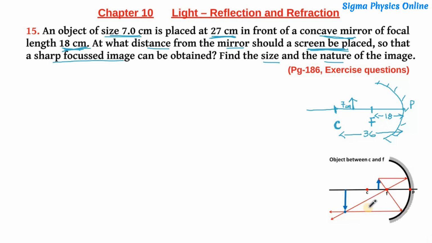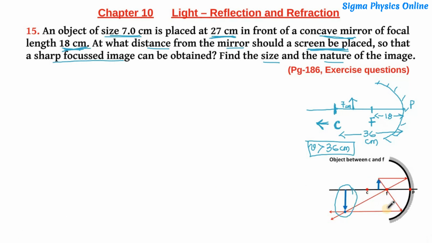Now in this case, since the center of curvature is at a distance of 36 cm from the pole of the mirror, then as per the rule, the image has to be formed beyond the center of curvature, that is beyond C. And thus the image distance has to be a value which is greater than 36 cm. Also, the image in this case will be a real and inverted one and larger in size than the object is.